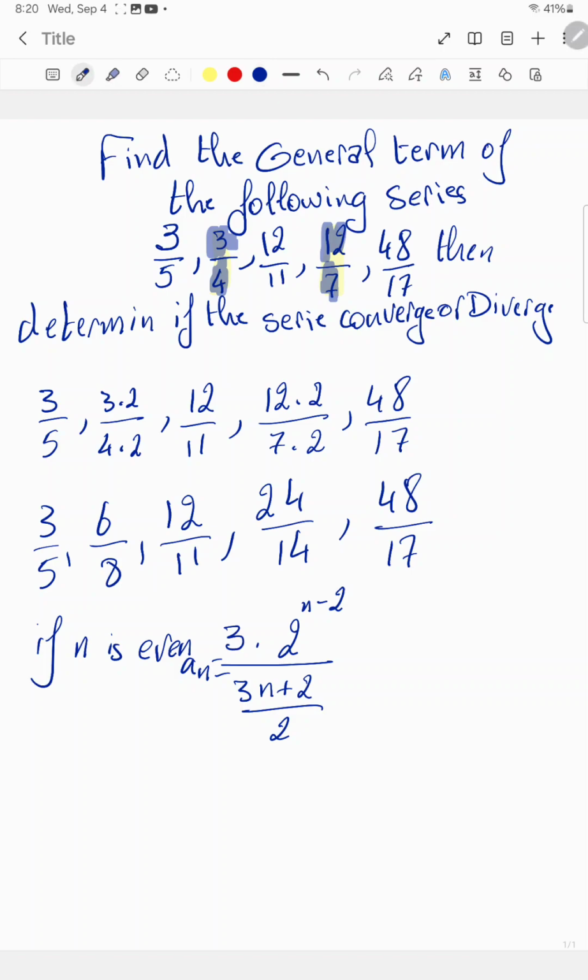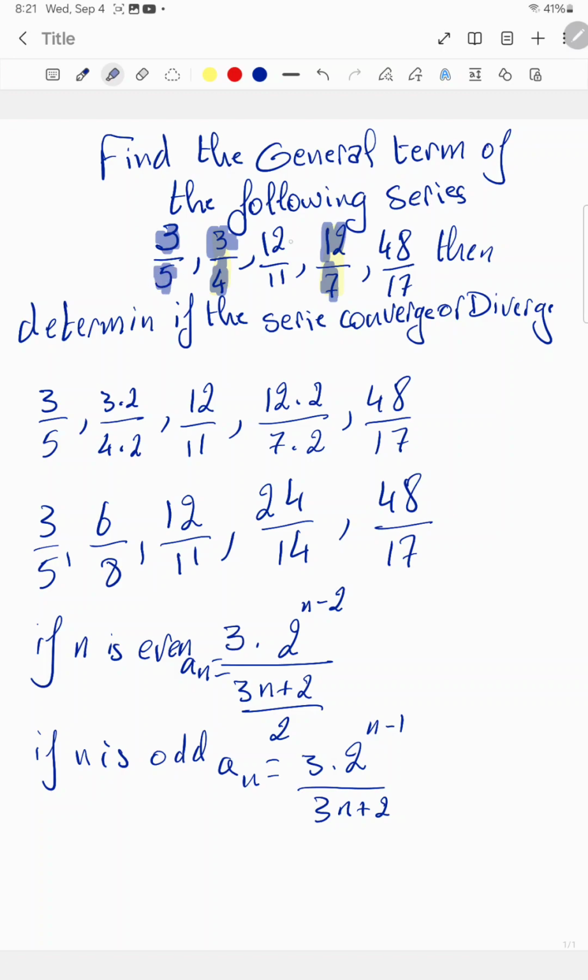And if n is odd, a_n is equal to 3 times 2 to the power n minus 1, divided by 3n plus 2. So if n is equal to 1, 1 minus 1 is 0, 2 to the power of 0 is 1. And then I have 3 times 1 is 3, and this is where I got this 3 here. And if n is equal to 1, 3 times 1 in the denominator is 3 plus 2 is 5, and this is how I got my 5.